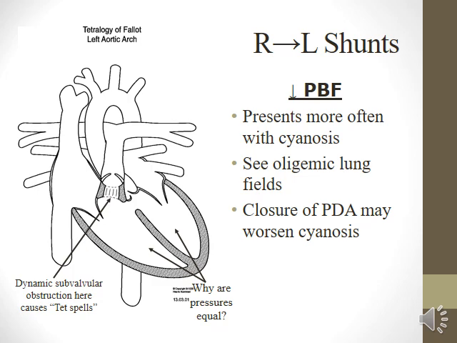Tetralogy of Fallot with left aortic arch. It is the right to left shunt. There is decreased pulmonary blood flow. Presents more often with cyanosis. X-ray shows oligemic lung fields.